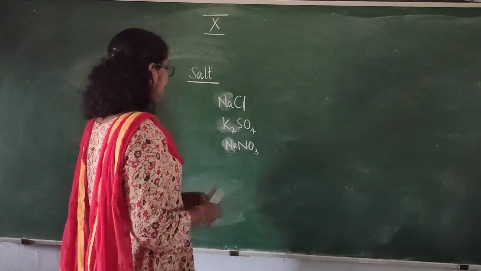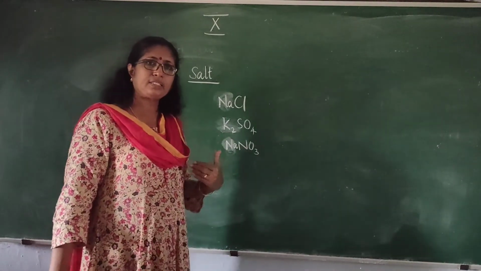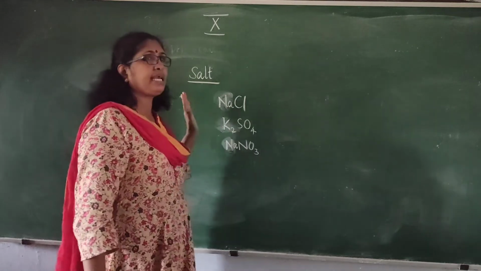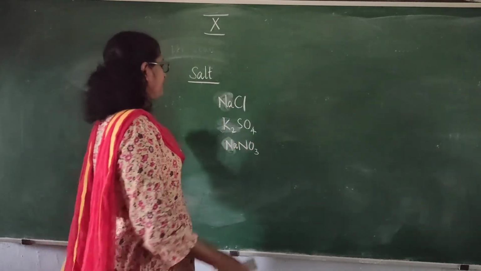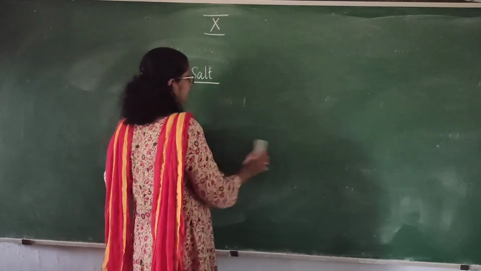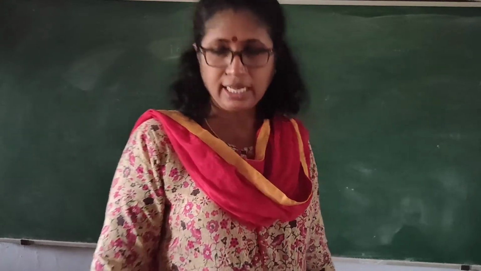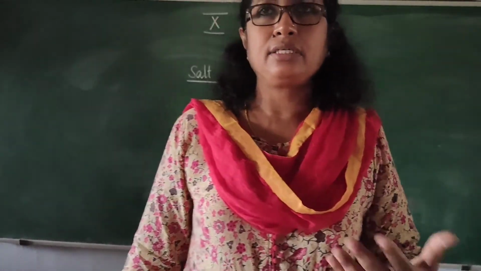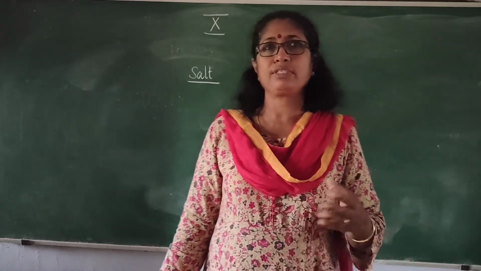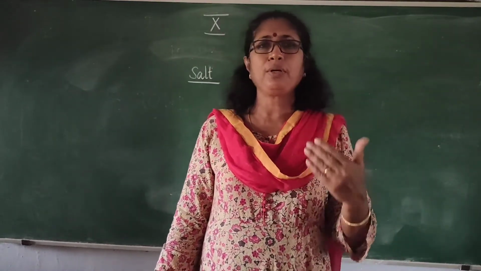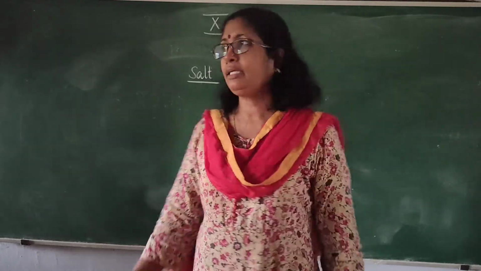So salt can be obtained like this also, either by neutralizing an acid with a base, or by replacing the hydrogen of the acid by a metal, you will get a salt. Next, we come to how salts are produced or prepared. That is, we have some important salts. The first important salt we are going to see is sodium chloride.